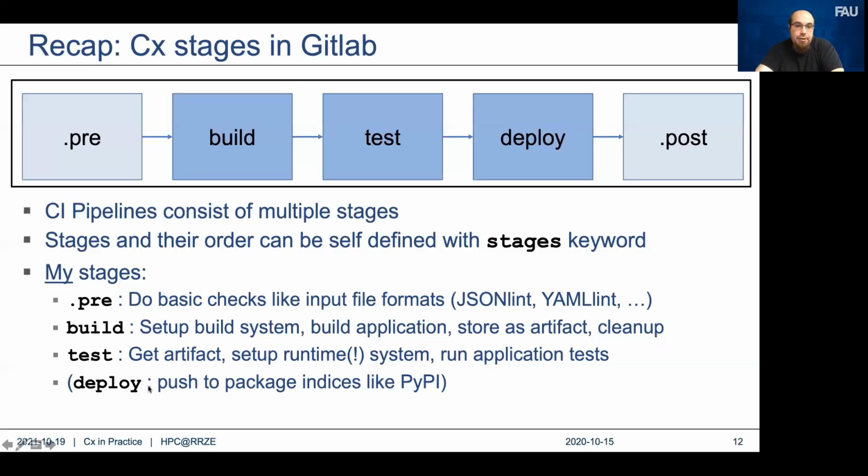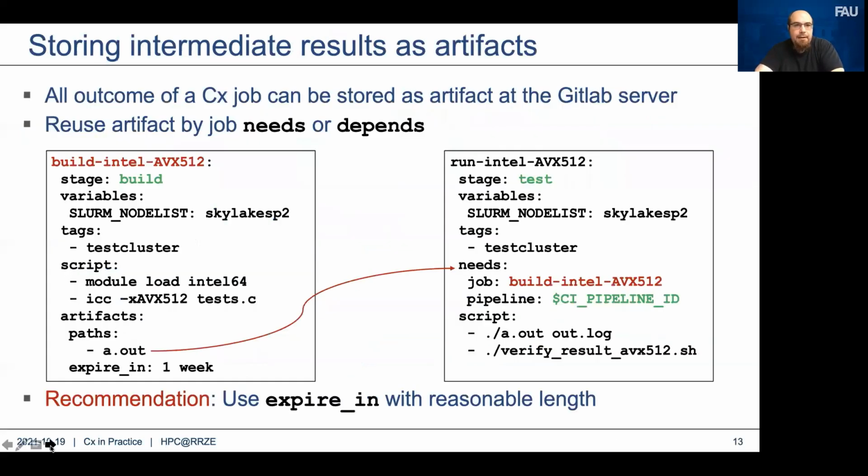In the deploy stage, I don't use that that often. I push the packages to indices like PyPI. So the machine state, for example, is pushed to PyPI at releases. Why I'm showing that is the usage of artifacts. If you want to have intermediate results from one job to another, you can store them as artifacts on the GitLab server. So it's stored there. You can read it, you can browse it and so on.